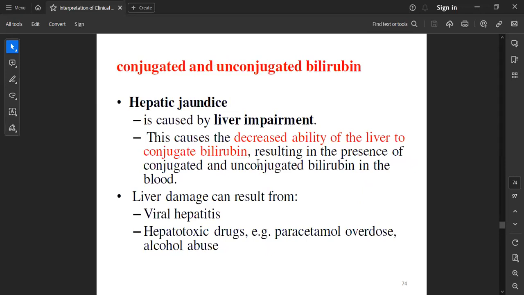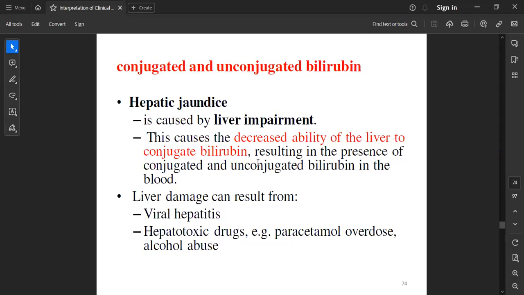And then hepatic jaundice, which is liver impairment. The liver is not able to conjugate bilirubin well, so there will be both conjugated and unconjugated bilirubin in higher than normal amounts. This one is due to liver damage, conditions that affect the liver: hepatitis, hepatotoxic drugs like Panadol overdose, and alcohol abuse.